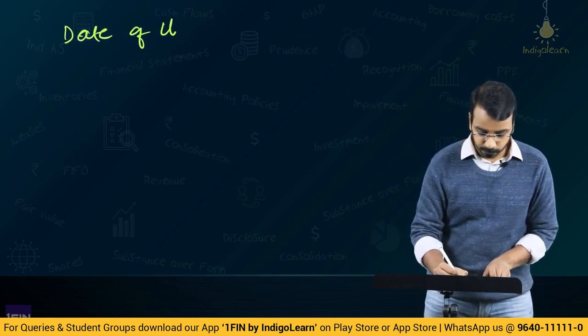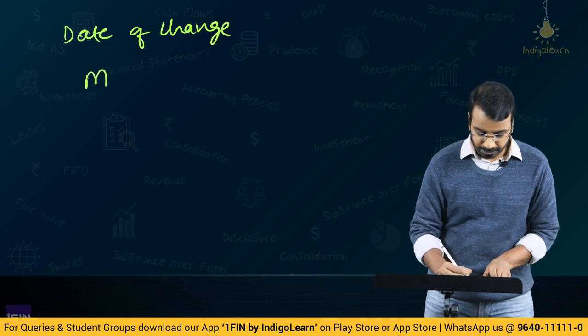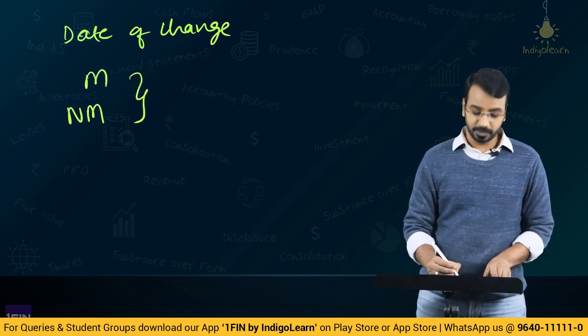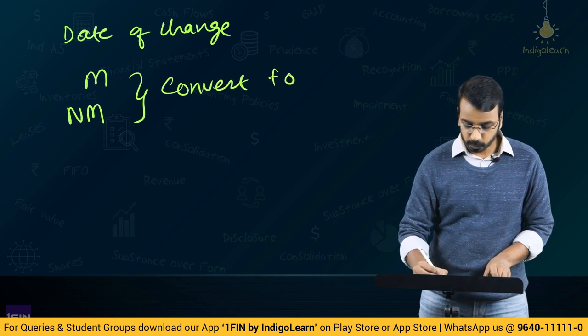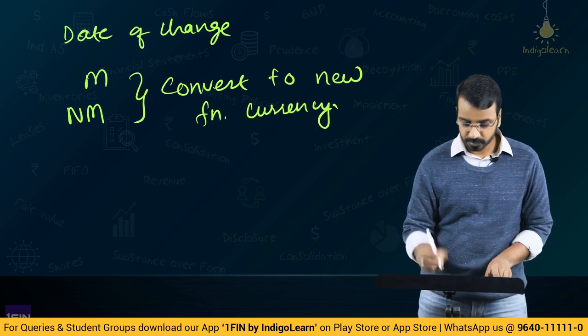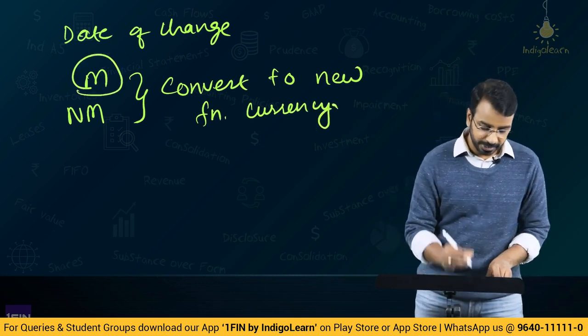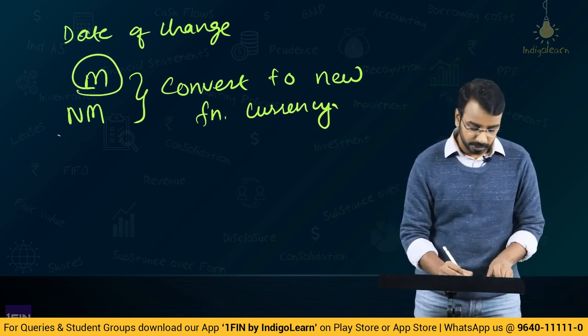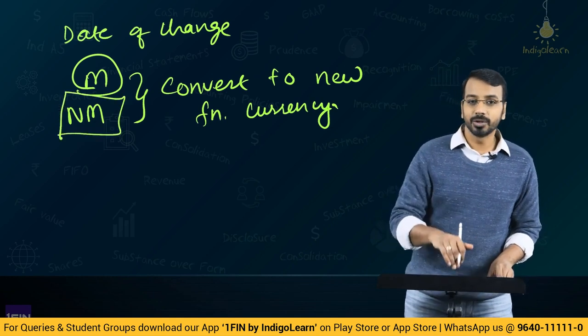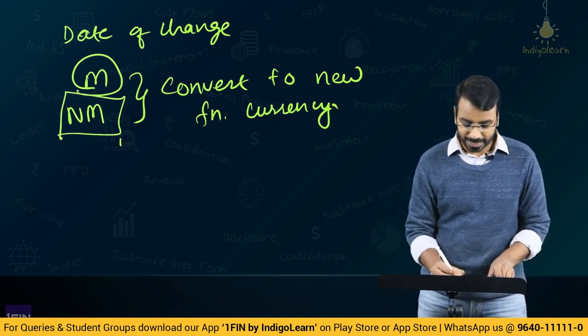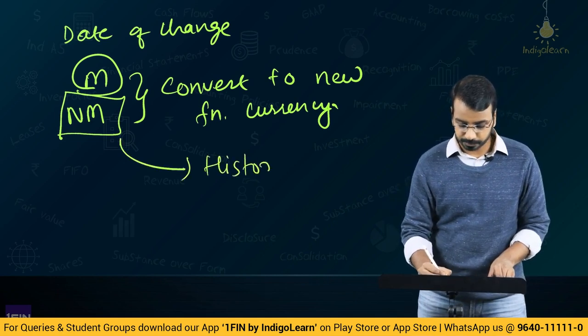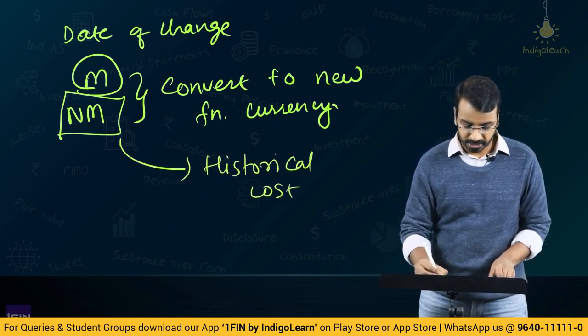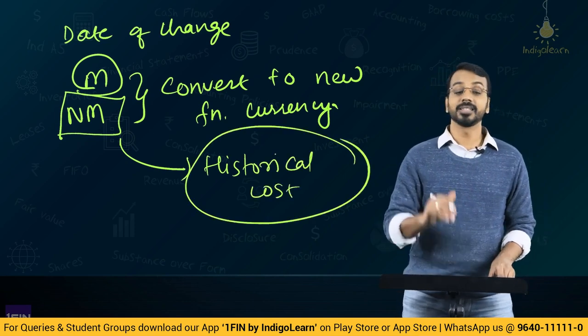on the date of change, both monetary and non-monetary items convert to the new functional currency. Okay. Then these monetary items anyways will be restated at the end of the reporting period. For these non-monetary items, whatever value you derive on the date of change will be the historical cost. And you will continue to measure that item at this historical cost.